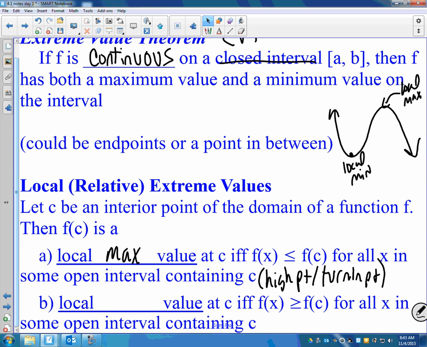And if it is some little interval on your graph, f of C is smaller than all the other values, we can say that's a local min. Probably we use relative max and min more than local max and min, but both of them are acceptable. Okay?